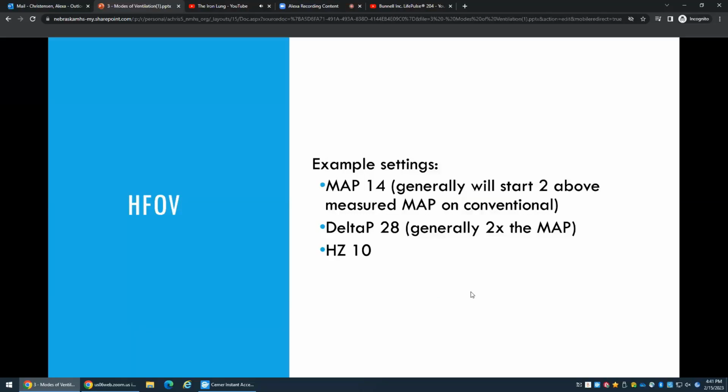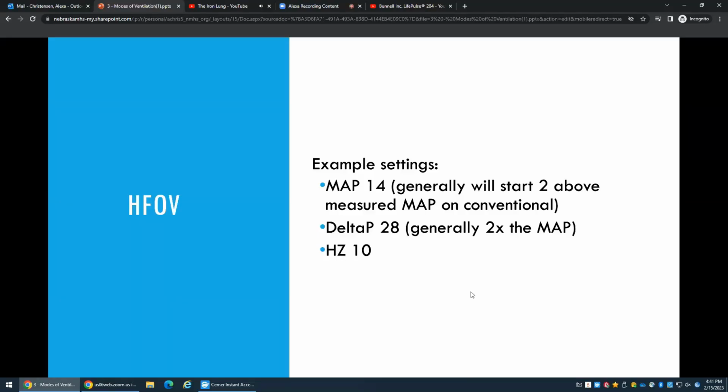So I like to start about 2 above that. Your Delta P is not always, but the general rule of thumb is that it will be 2 times your MAP. Not to say you wouldn't have a MAP of 10 and a Delta P of maybe 19, you know, you could have fluctuations here or there, or you could have a MAP of 10 and a Delta P of 30, it might be more than 2 times, but you would never have a MAP of 15 and a Delta P of 16 or 17, if that makes sense.